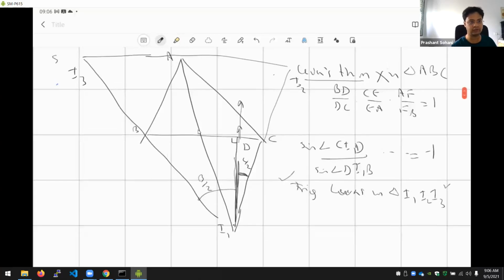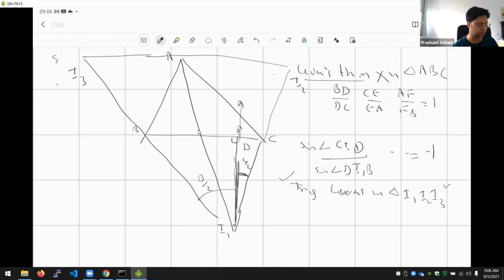If you are making this mistake, just make sure you have the concept absolutely clear about when you can or cannot use a particular theorem like Ceva's theorem, or any result for that matter. Okay, so that was one thing.